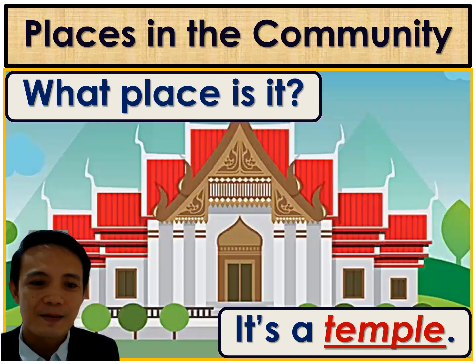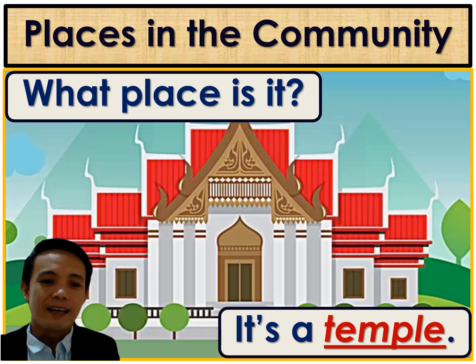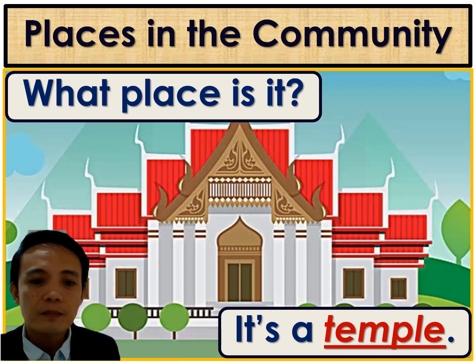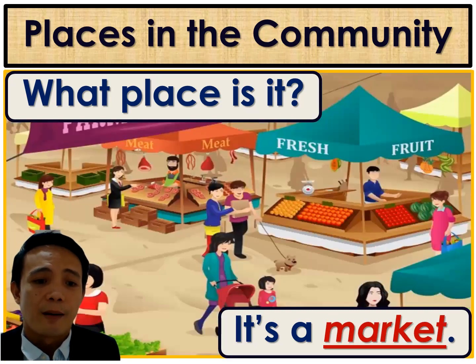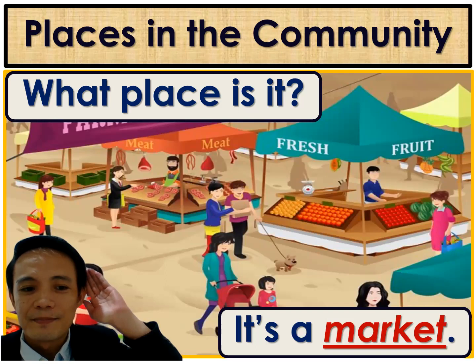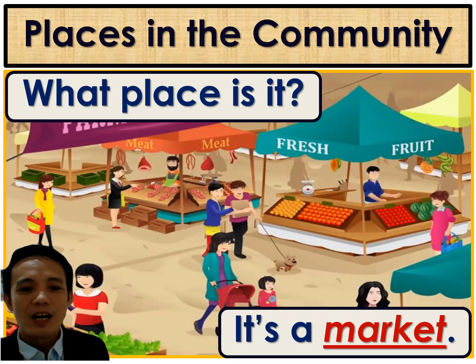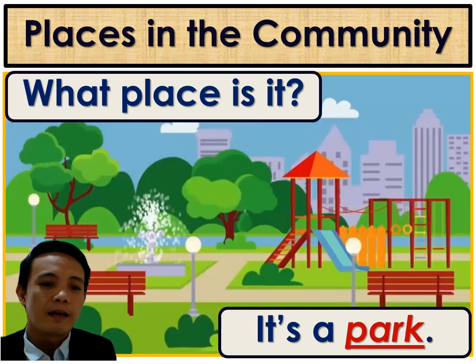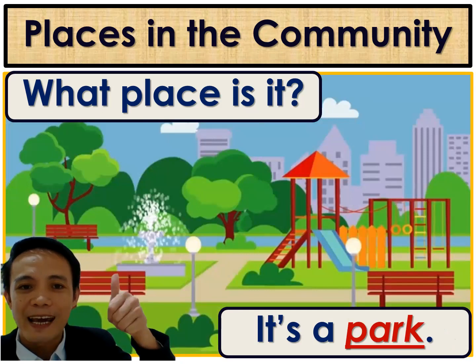What place is it? It's a temple. Good. Next. What place is it? It's a market. Okay, next. What place is it? It's a park. Great.